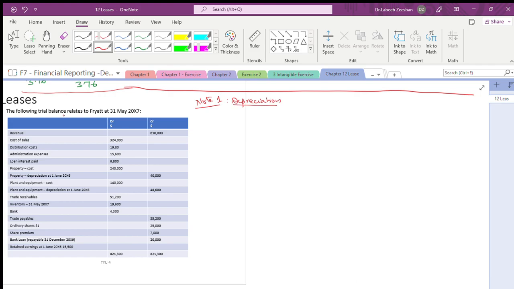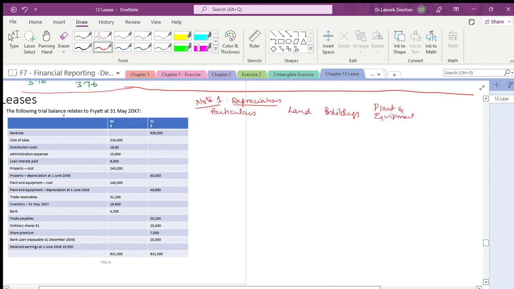Particulars. You have land. You have buildings. You have plant and equipment. Apart from that, you have the lease also.